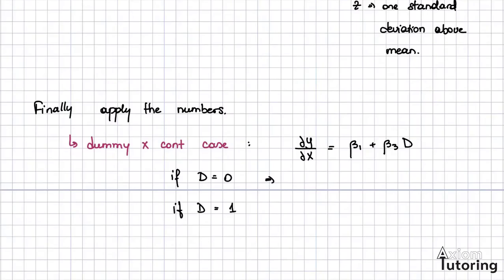If d is equal to 0, then the effect is just beta 1. However, if d is equal to 1, your effect will be beta 1 plus beta 3.